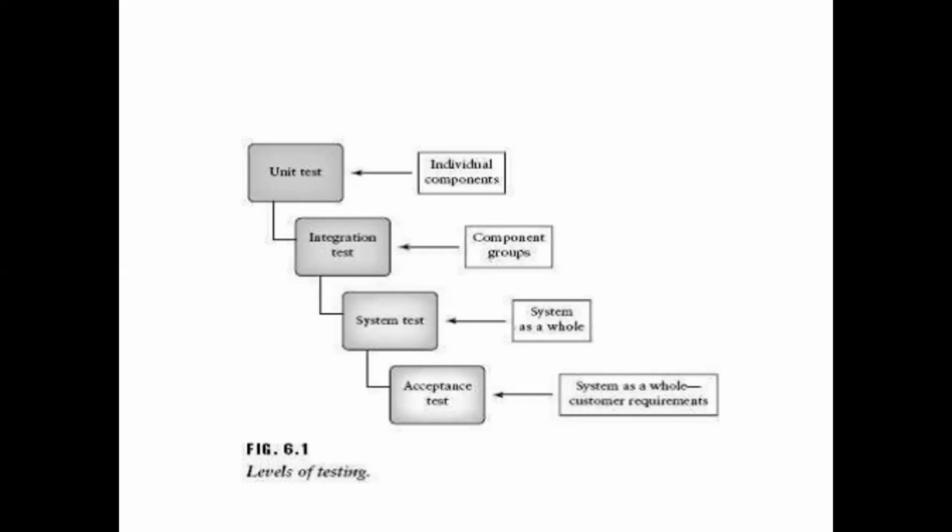Then third one is system test. The whole system should be tested. After the integration test, we perform the system test. Finally, we are doing the acceptance test. Acceptance test means the system as a whole performs the acceptance. That means the customer requirements are fully satisfied. These are the levels used in software testing. First one is unit test, second one is integration test, third one is system test, and finally acceptance test.